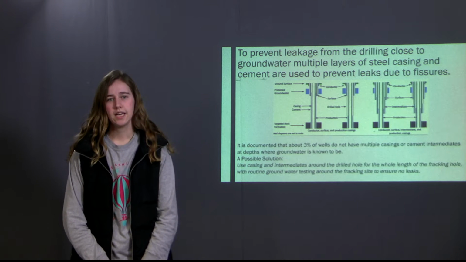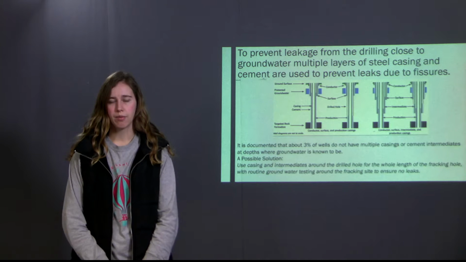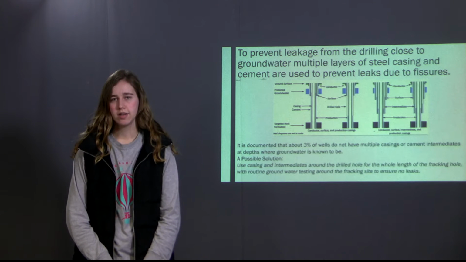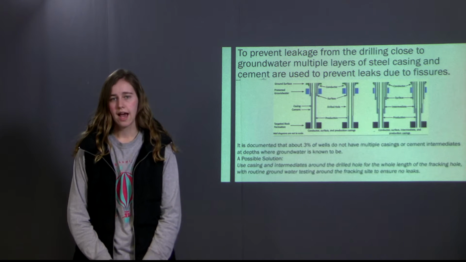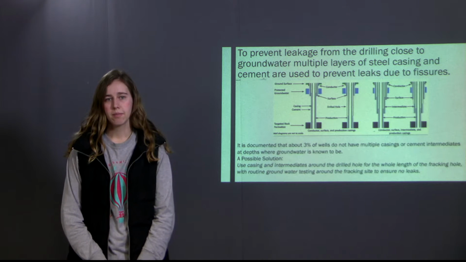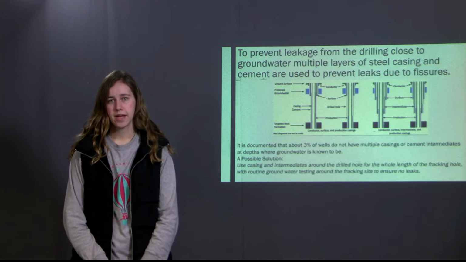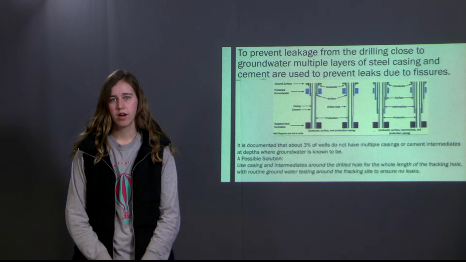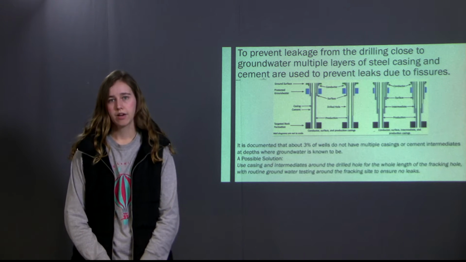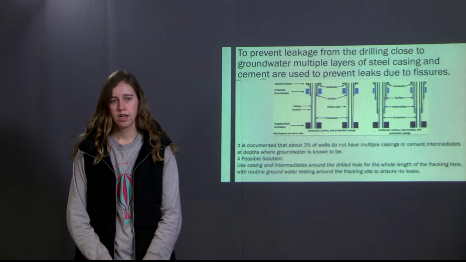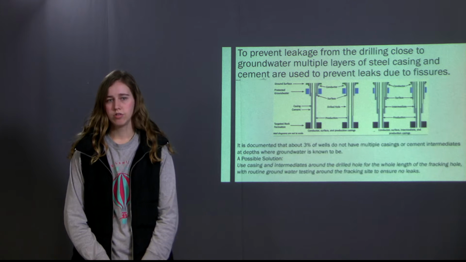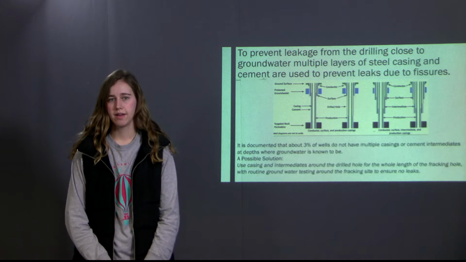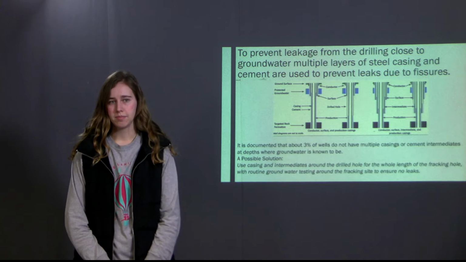To prevent leakage from the drilling close to the groundwater, multiple layers of steel casing and cement intermediates are used to prevent these leaks. As you can see in the picture, the number of extra casings and cement intermediates can be dependent on the surrounding groundwater and corrosion coefficients. Unfortunately, it's documented that about 3% of wells do not have multiple casings or cement intermediates at the depths where groundwater is known to be.